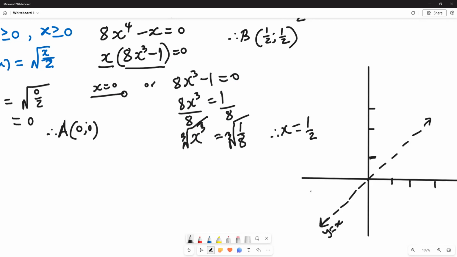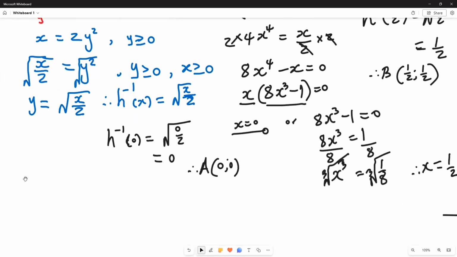Okay. So for the first graph, I have 0 and 0, which is the origin. Let's use a different color. And then I have half and half. So half is here, and then another half will be there. Right. Then I'm going to get another point on the parabola. At least 3 points should be fine.